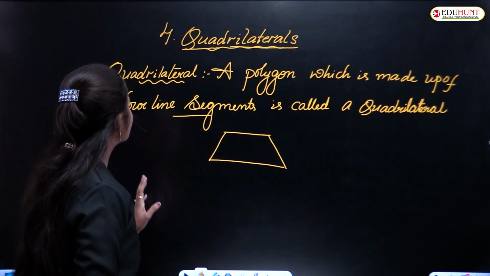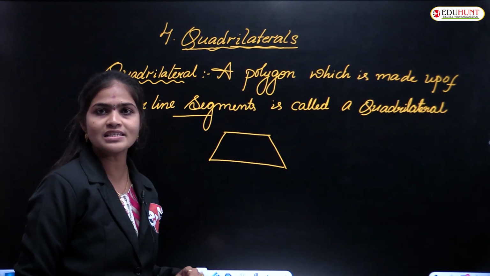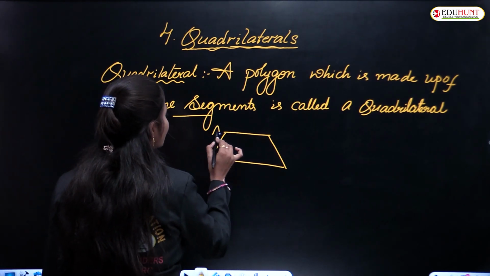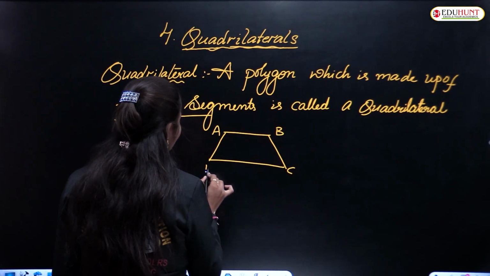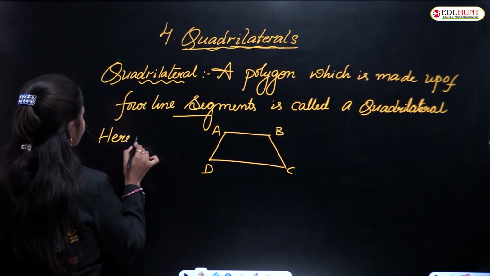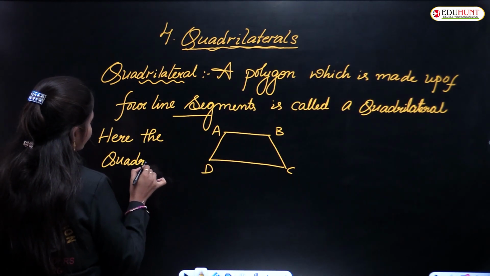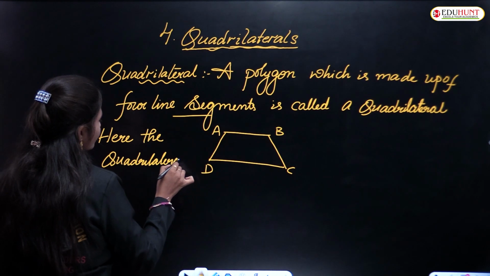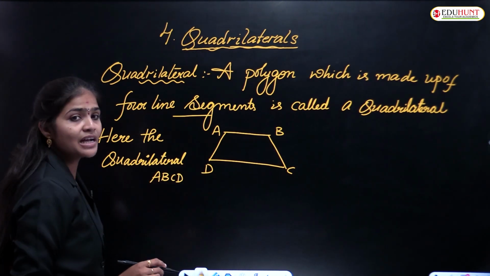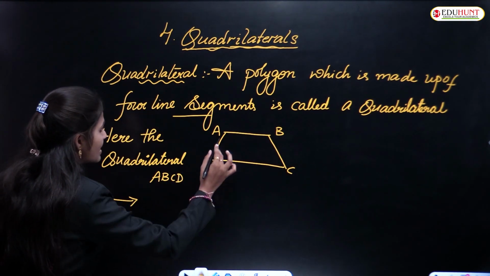Now children, we know the definition of a quadrilateral. Now we have some components of a quadrilateral. So what are those components? Here I have taken this quadrilateral as ABCD. For quadrilateral ABCD, we have some components. Now what are those? How many vertices does it have?